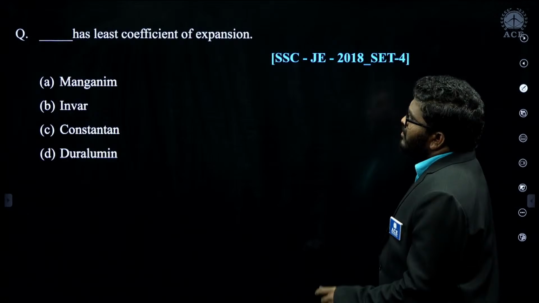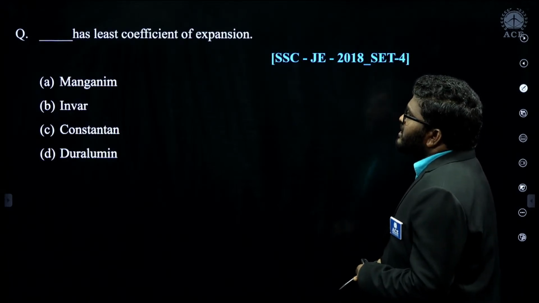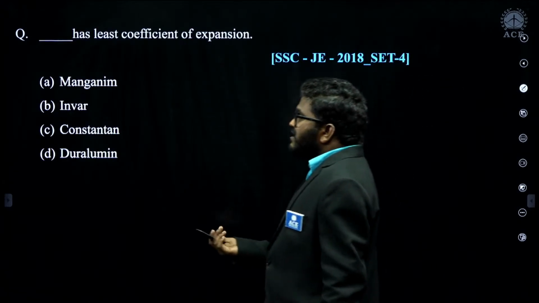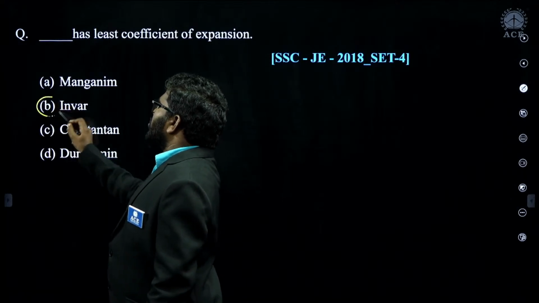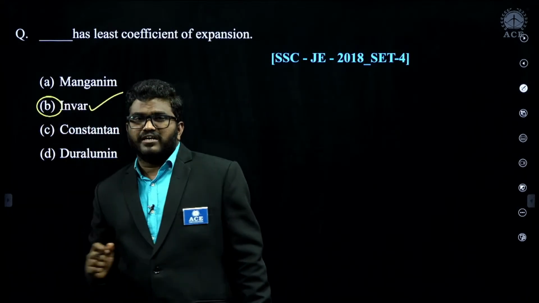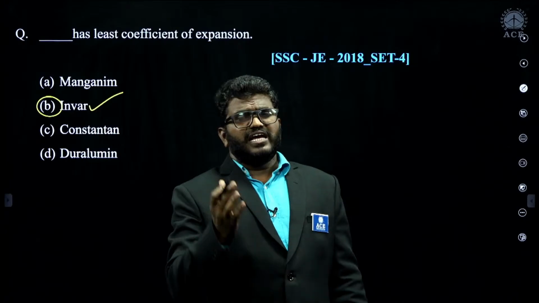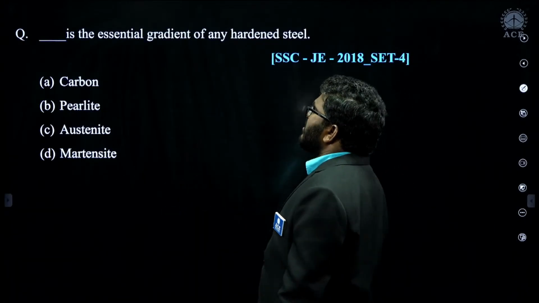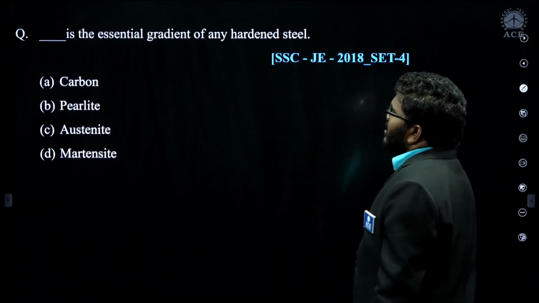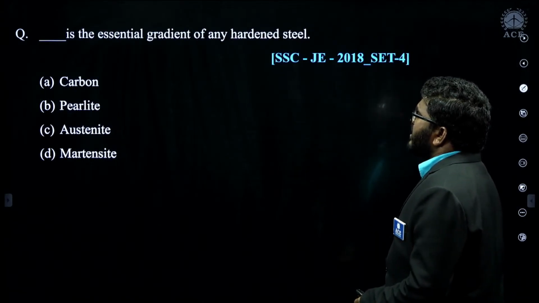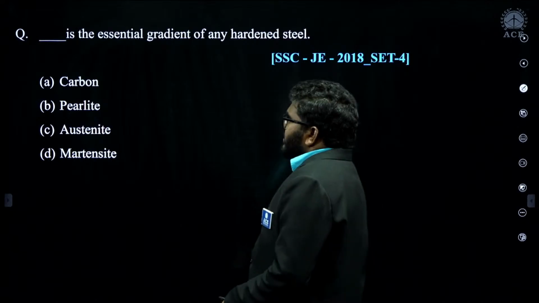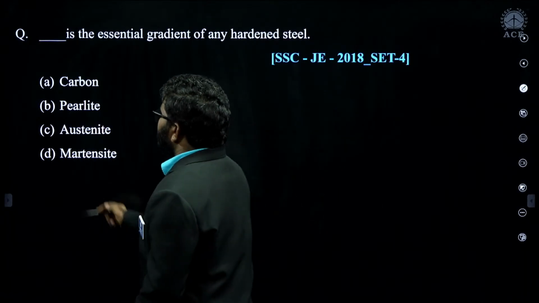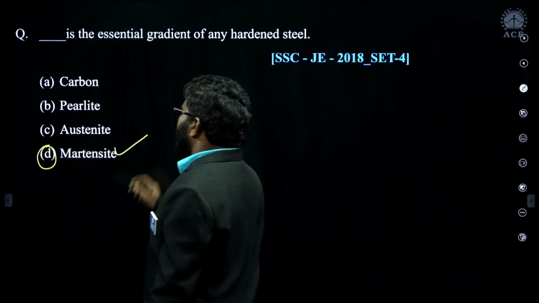Dash has the least coefficient of expansion. Invar is an iron nickel alloy. It has the least coefficient of expansion. Measurement tapes are produced from Invar material. Dash is the essential ingredient for any hardened steel. Martensite is the ingredient for hardened steel.